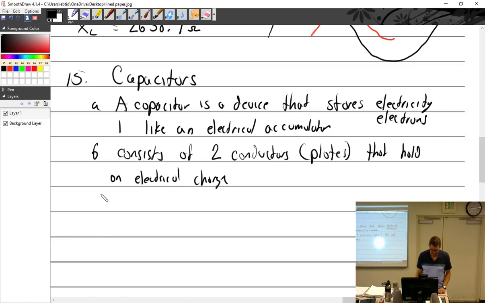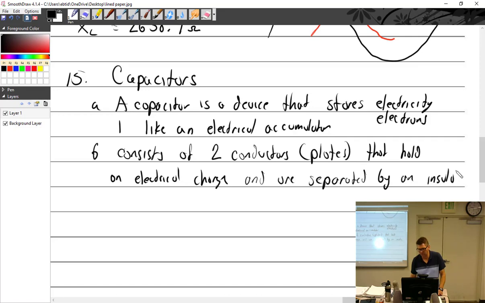Yes. So it consists of two plates that hold an electrical charge, and are separated by an insulator called a dielectric.